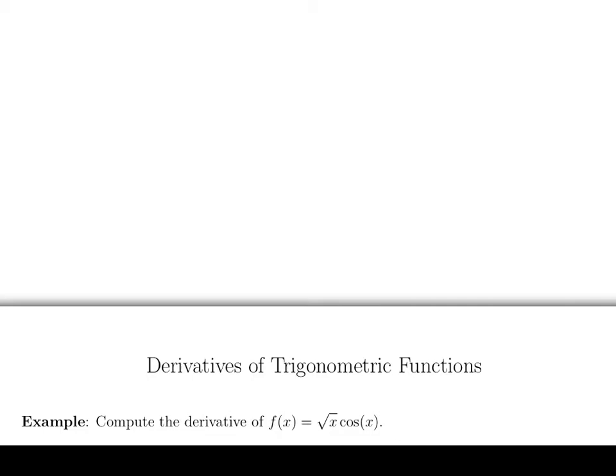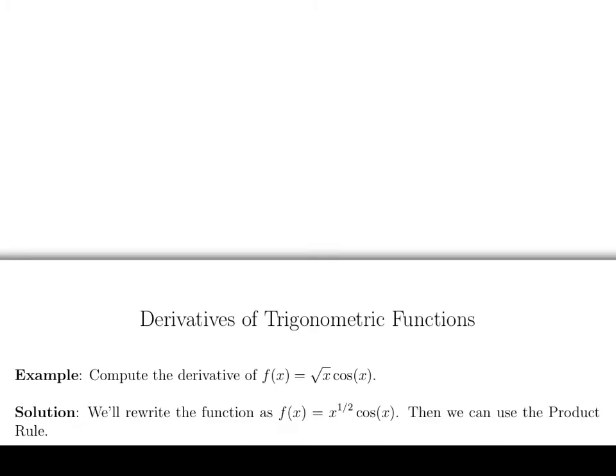Let's try computing this derivative. Our function is f of x equals square root of x times cosine x. We'll use the product rule on this. Let's rewrite this expression before we use the product rule. Basically, we'll just rewrite the square root of x as x to the 1/2. And so now we can go ahead and use the product rule.